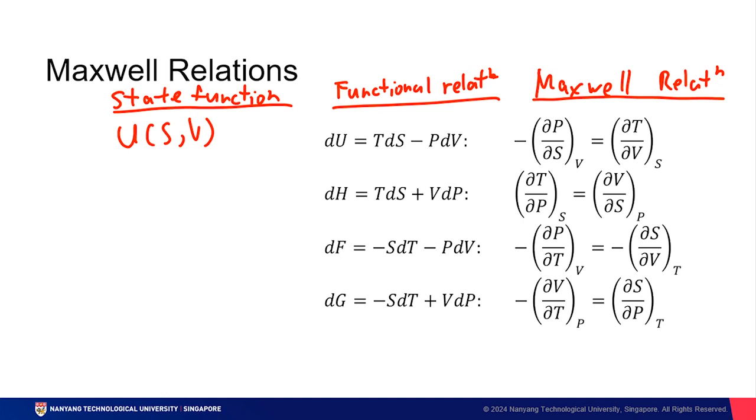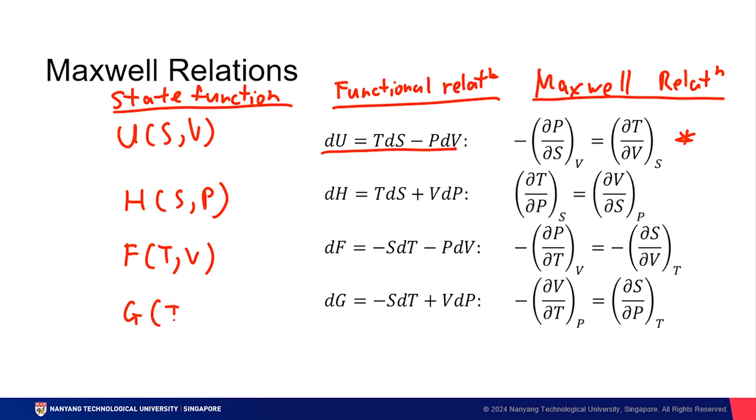So internal energy expressed as a function of entropy and volume can be expressed in a functional relationship like this, and in a Maxwell relation like this. We can repeat the same for entropy, enthalpy and pressure, Helmholtz free energy, temperature and volume, and Gibbs free energy, temperature and pressure.